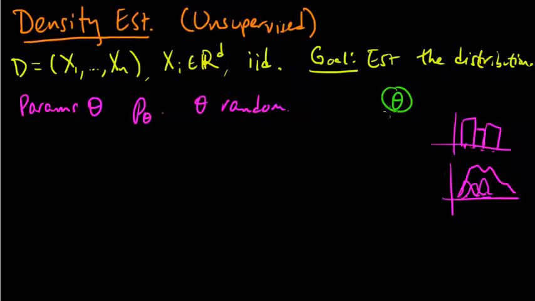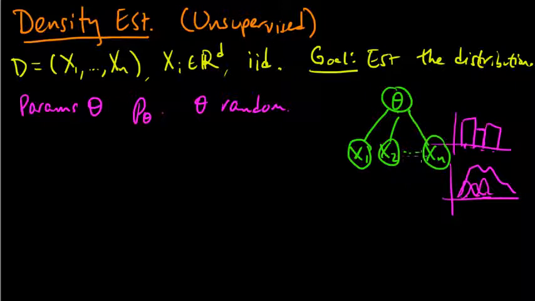And then, using that theta, you're going to draw x1 from p theta, and x2 from p theta, and so on, up to xn. I'm drawing it this way to suggest that they are independent draws using this same theta.